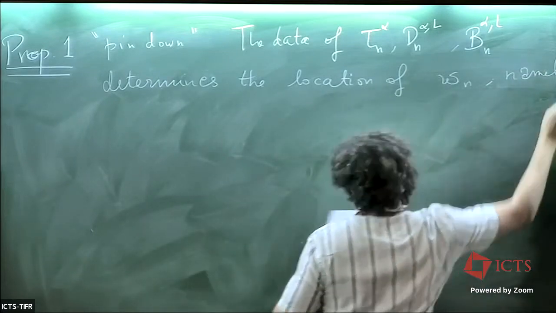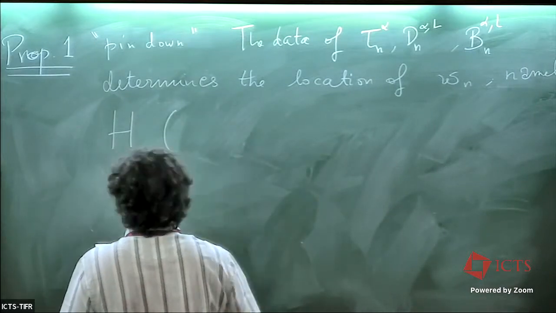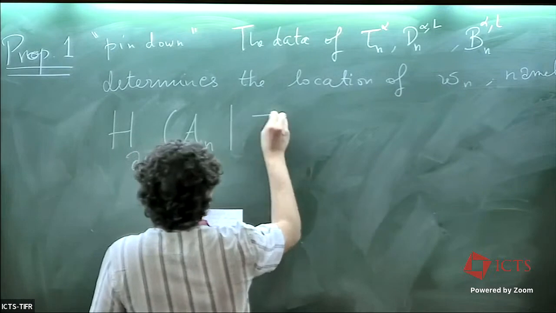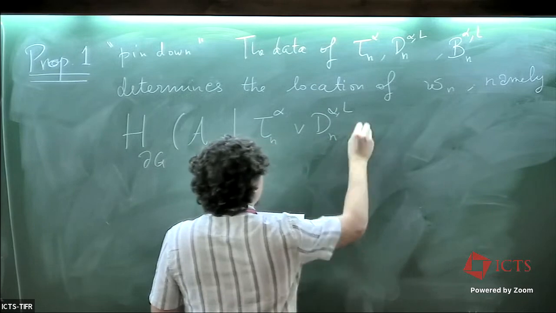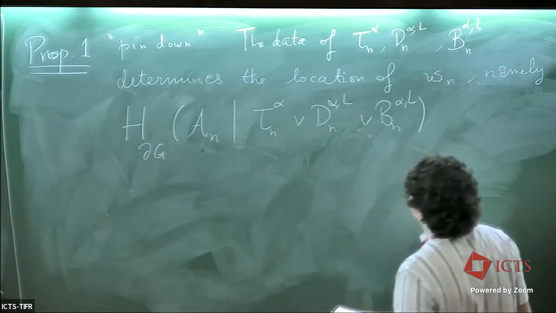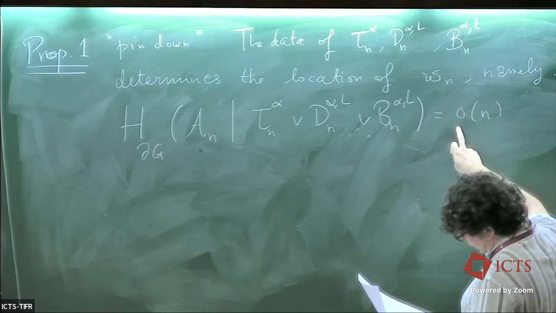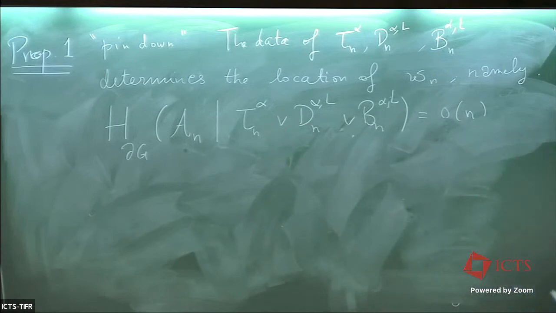Precisely, we want exactly the following: if you take the entropy conditioned on hitting a particular boundary point of A_n — this is the nth step, remember — given that you have this tau_n alpha, given that you have this good distance, and given that you have these bad intervals, this is small. In fact, it's small, o(n). This o will depend on alpha. In fact, it does not depend on L, but it doesn't matter. So this is the pin down part.